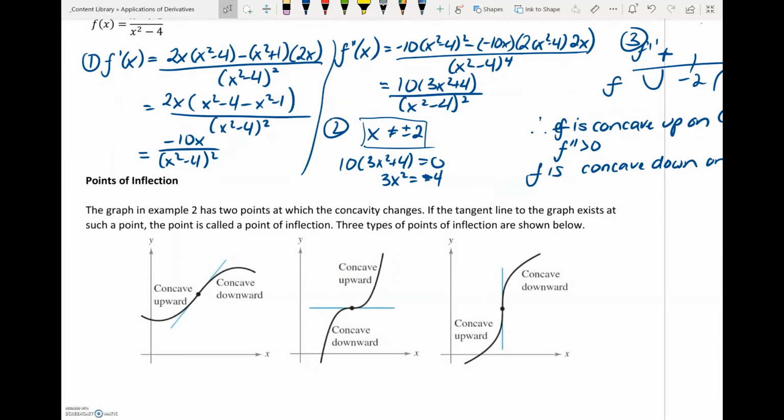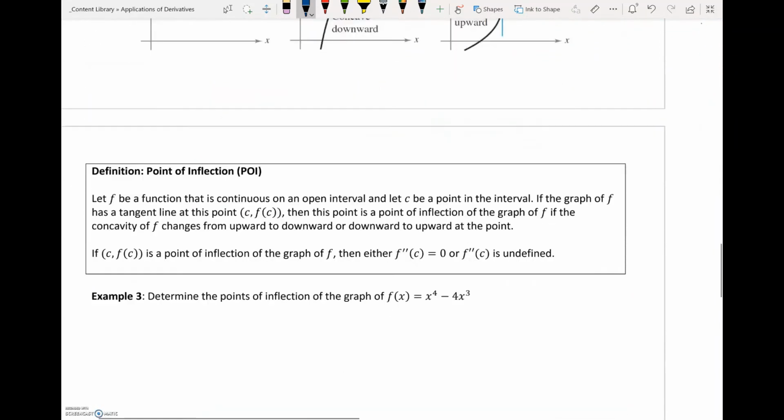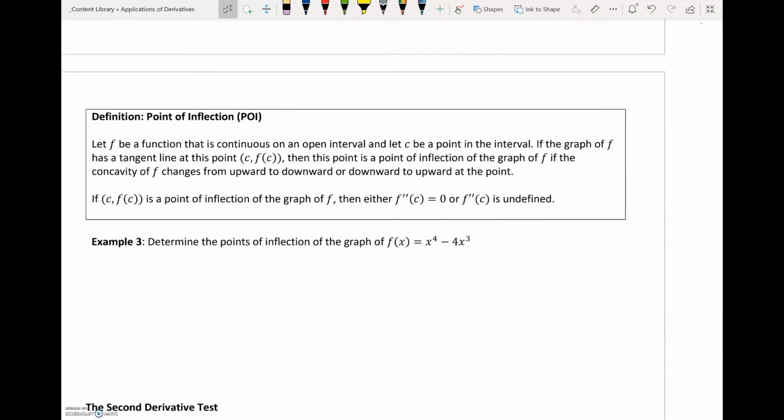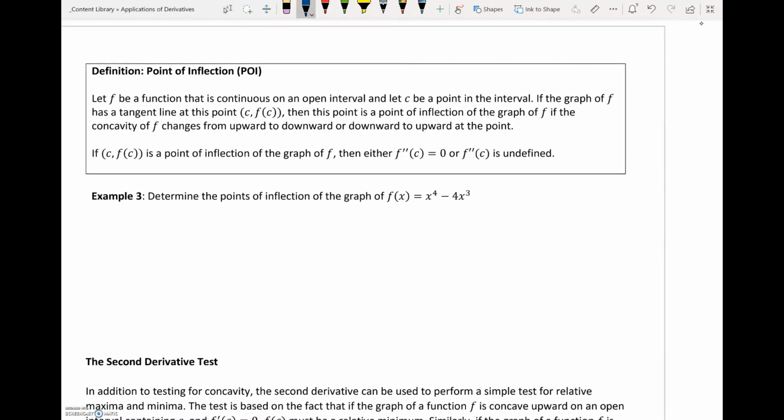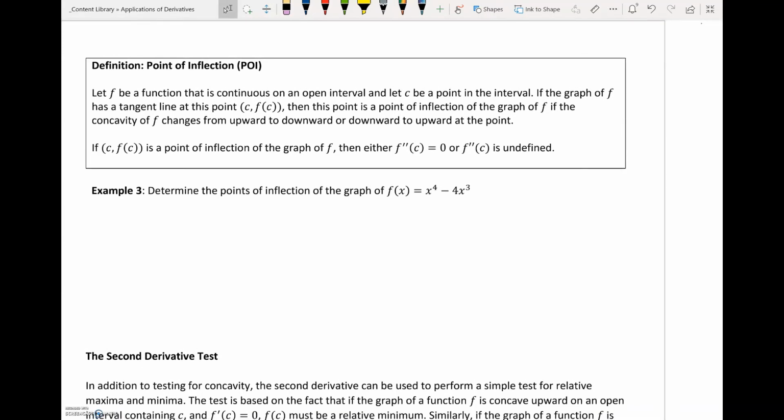Now we're going to look at points of inflection. So points of inflection is whenever the function goes from concave up to concave down, or concave down to concave up, and so on. So these are examples of different inflection points that you could see. We can find these inflection points as well. And this happens if f double prime is 0 or if f double prime is undefined. And we can look at the concavity in our sign diagrams to determine if we have an inflection point there and what type of inflection point we have.